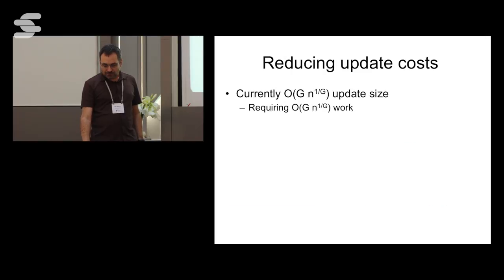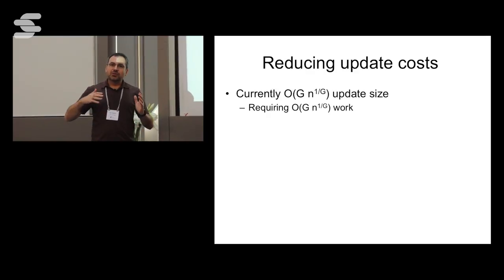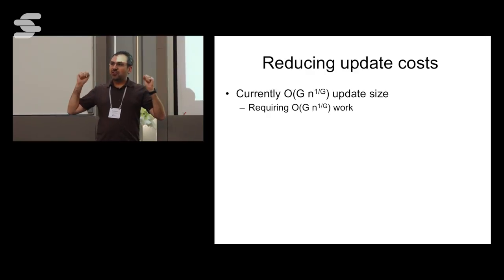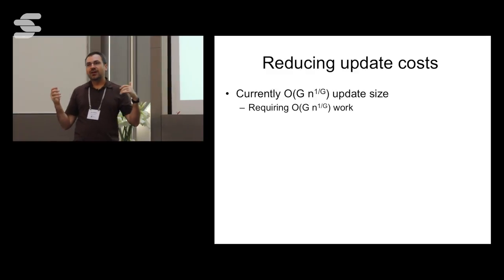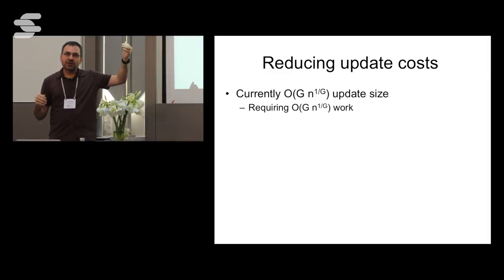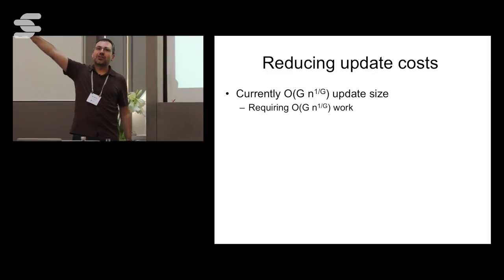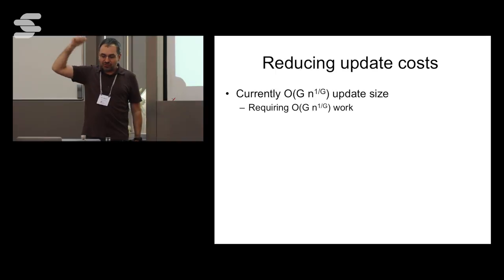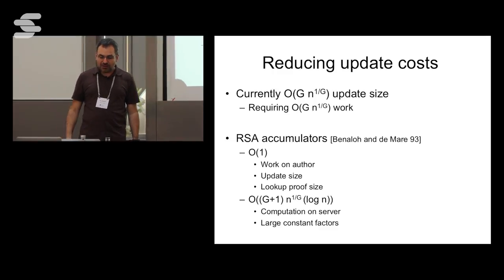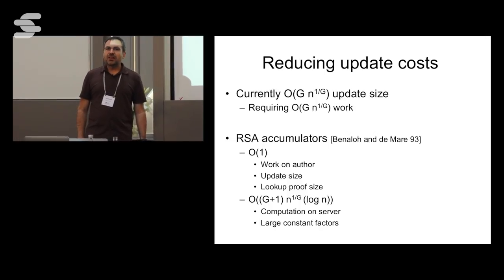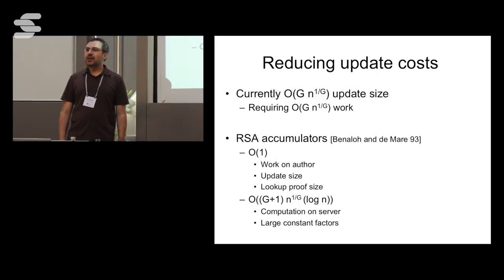I'm going to push on because I'm running out of time. Suffice to say that for all the messages now, G is the number of generations, so everything has this G constant in it. The more generations I have, everything grows by a constant factor, but I have this n to the 1 over g thing. So now the amount of message traffic I have starts dropping rapidly. This is really cool. We even played with a thing called RSA accumulators, and suffice to say that they are so damn slow that it didn't matter.